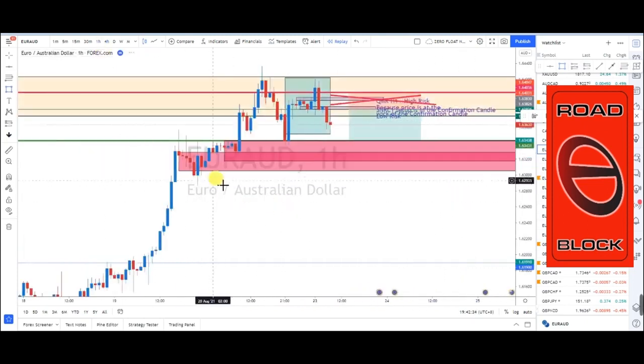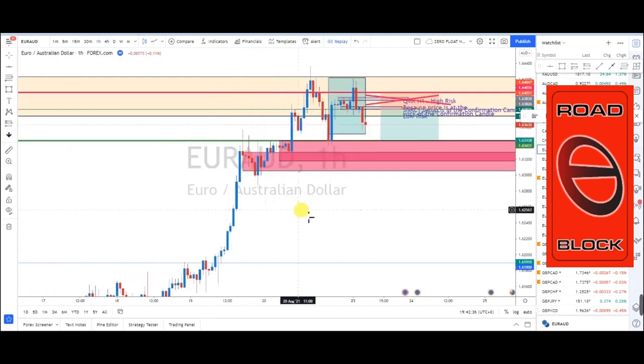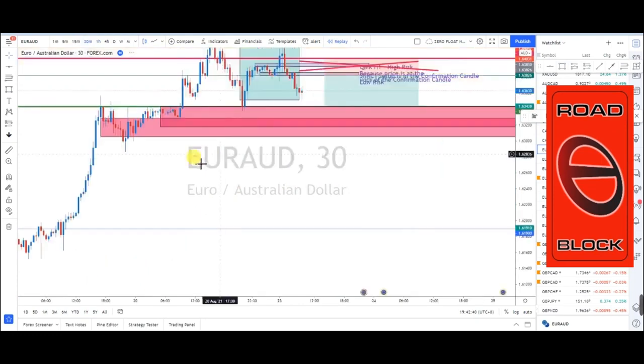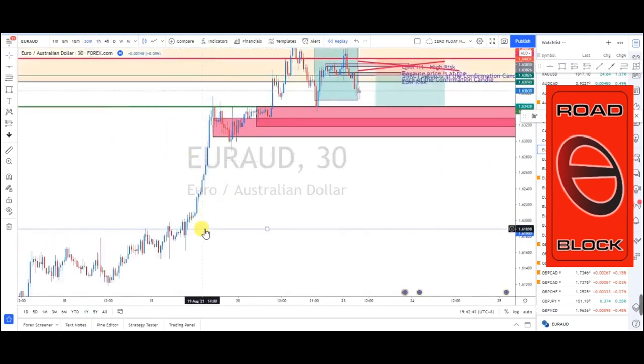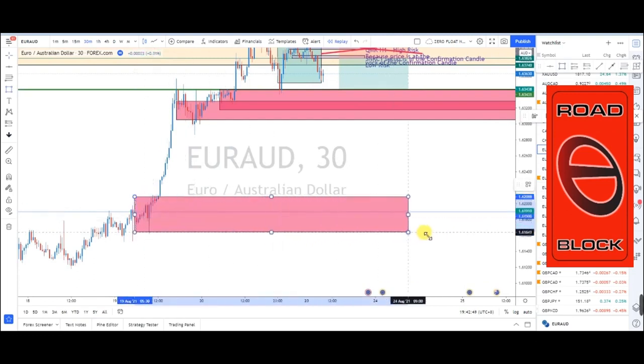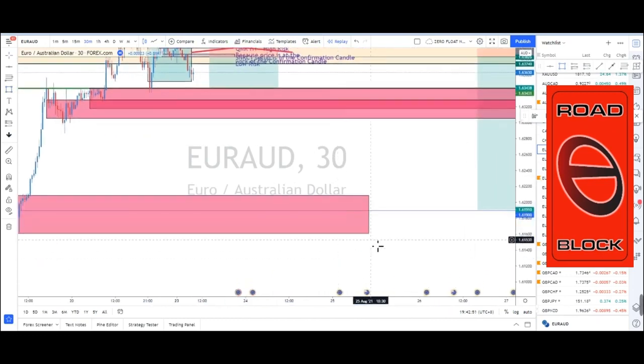Let's go to the H1. So clearly H1 has been marked. I don't see any roadblock here. So let's go to the M30. Nothing much. Okay, probably here. Probably here. Okay, so there is one base here, a little small base. So I'm going to mark this whole thing, so it's easy for me to monitor.